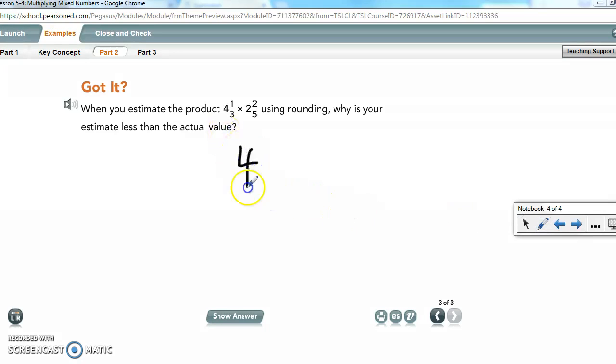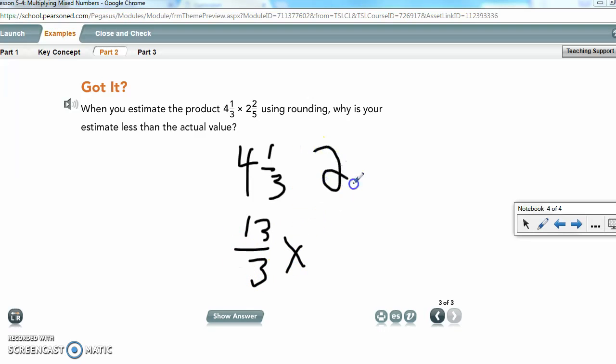When I do this, I should have 4 1/3. When I do the wheel, I get 3 times 4 is 12, plus 1 is 13. I get 13 over 3. I'm going to multiply that by my 2 2/5. Well, I have to do the wheel. 5 times 2 is 10, plus 2 is 12. I get 12 over 5. And when I do that, I get 15 on the denominator.